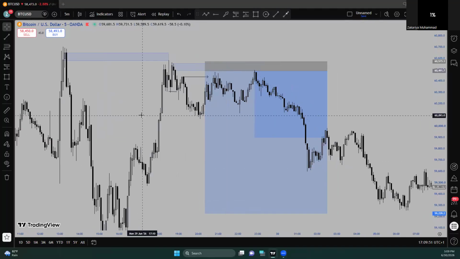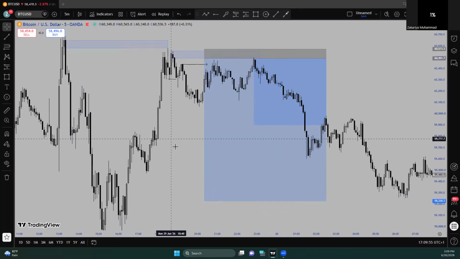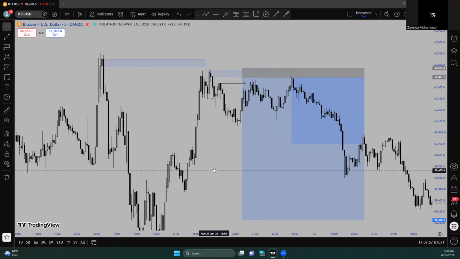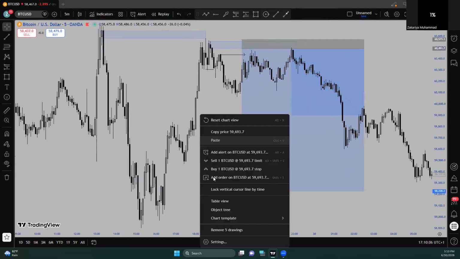Hello guys, this is a quick recap of this trade I took on BTC. This is 1 to 16 hour. I took this trade live here on TikTok on BTC. So let me explain how I took this trade, starting from the buyers all the way to my entry. So let me delete all these things.